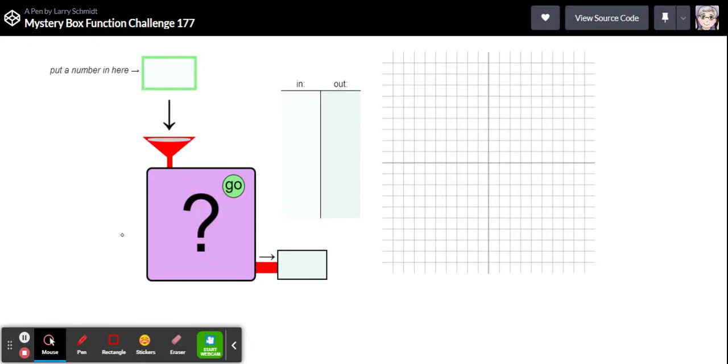Hello everybody and welcome to another Mystery Box Function Challenge. In the purple box there is some mystery math and your challenge is to figure out what that is. You can use the link in the description to try this out, and when you think you've got an idea, come on back and see if we get the same thing.